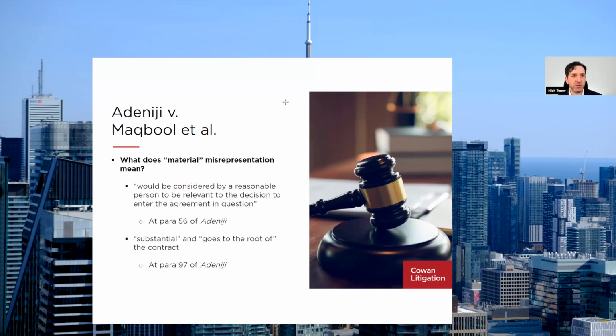What is a material misrepresentation? So the court further elaborated that it would be considered by a reasonable person to be relevant to the decision to enter the agreement in question. And also later on, the court said it would be substantial and goes to the root of the contract. So super clear, right, guys? No, you totally know what material is now, right? No, pretty vague, pretty nebulous.